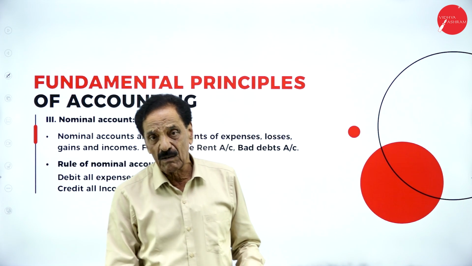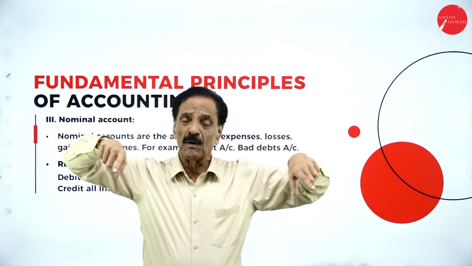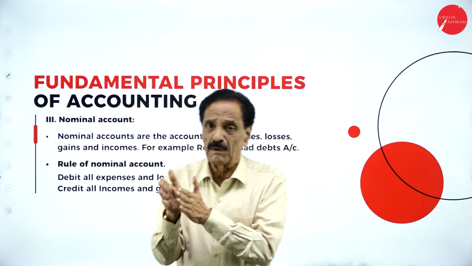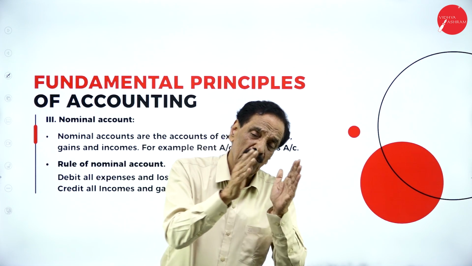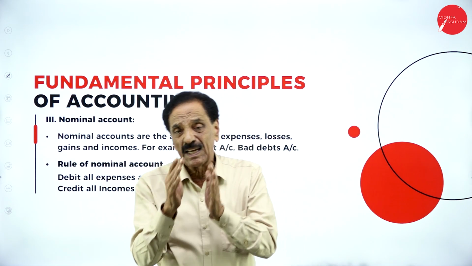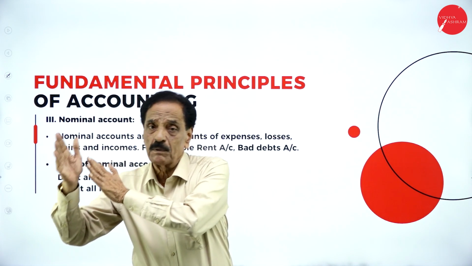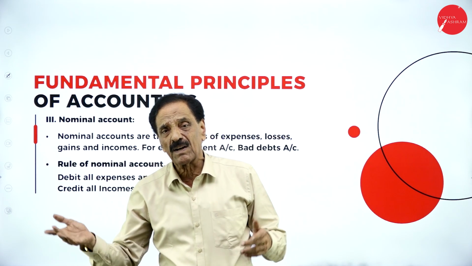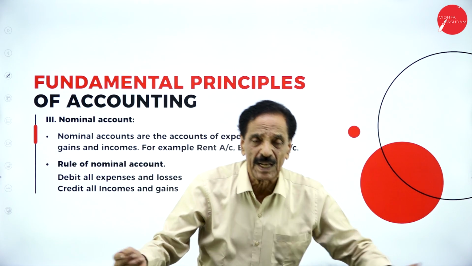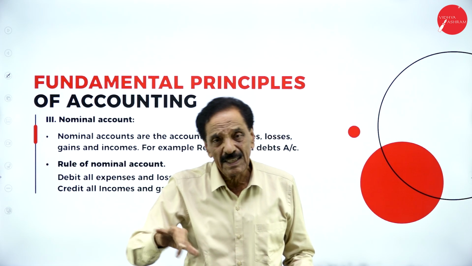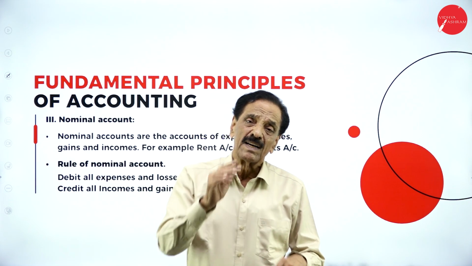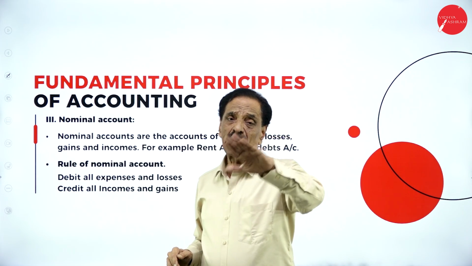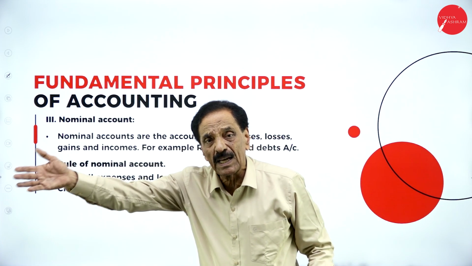So which are the three accounts? Accountancy can be broadly divided into three groups: personal account, real account, nominal account. A personal account deals with the accounts of persons. A real account deals with the accounts of property. A nominal account deals with the accounts of profits or losses. What is the rule for a personal account? Debit the receiver and credit the giver. Real account: debit what comes in, credit what goes out. Nominal account: debit all expenses and losses, credit all gains and income.